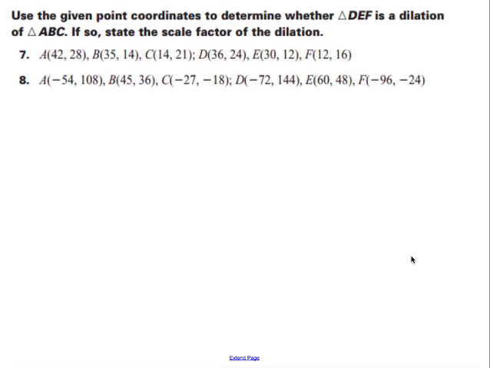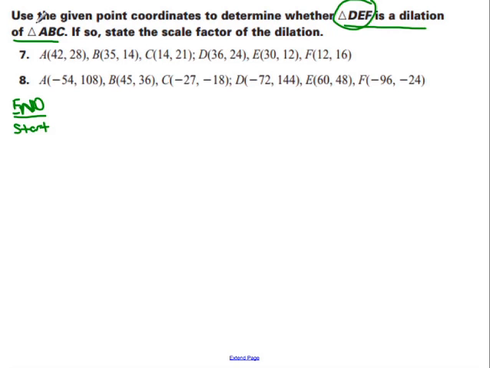Use the given point coordinates to determine whether the triangle DEF is a dilation of triangle ABC. A lot of students mix this up just simply because they're not sure where these triangles go, where these points go. We're looking at the end over the start. So reading this is sometimes difficult because you don't know where you end and where you start.